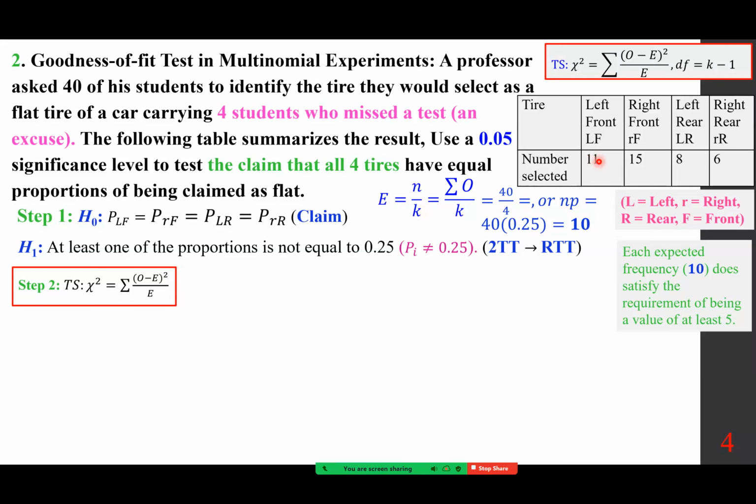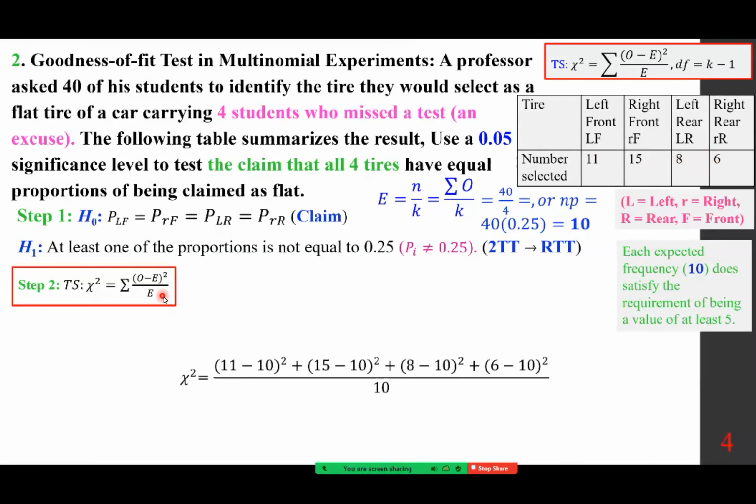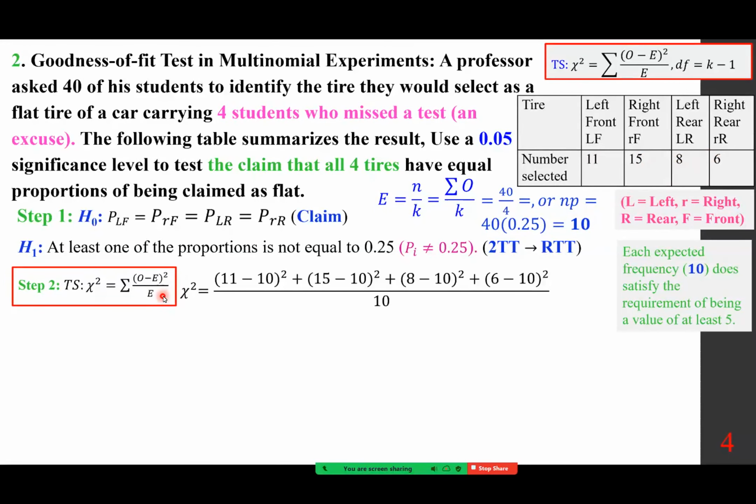And so we calculate the test statistic using this formula, the observed minus the expected. So 11 minus 10 squared plus 15 minus 10 squared plus 8 minus 10 squared plus 6 minus 10 squared, and we divide it by E, which is 10, according to this formula, resulting in 4.6. That's the value of the test statistic.